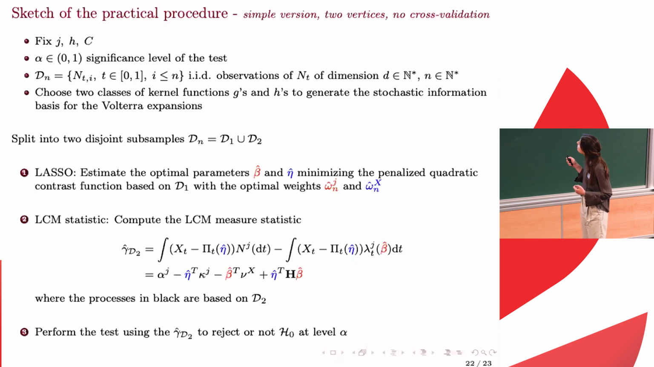So on the first data set D1, we propose to estimate those parameters beta hat and eta hat, minimizing the lasso contrast function. And then on the second data set, you can compute the LCM measure and then choose a test statistic that is based on the LCM of your choice. Once you have obtained the numerical value of this test, then you can reject or not the existence of an edge in your graph.